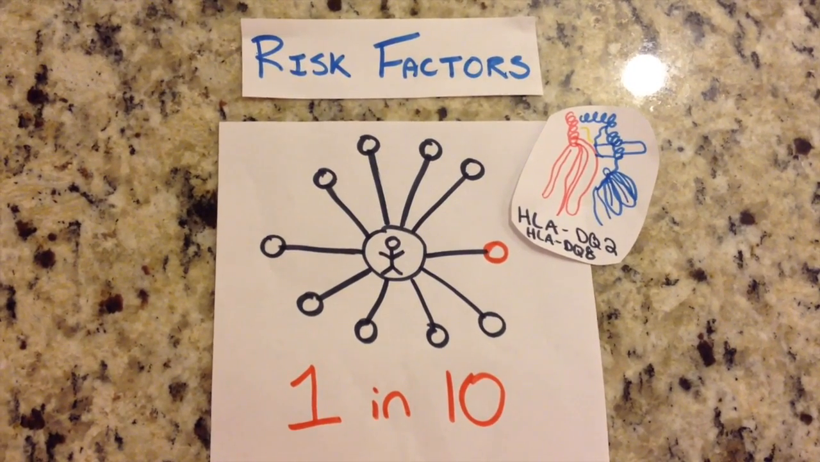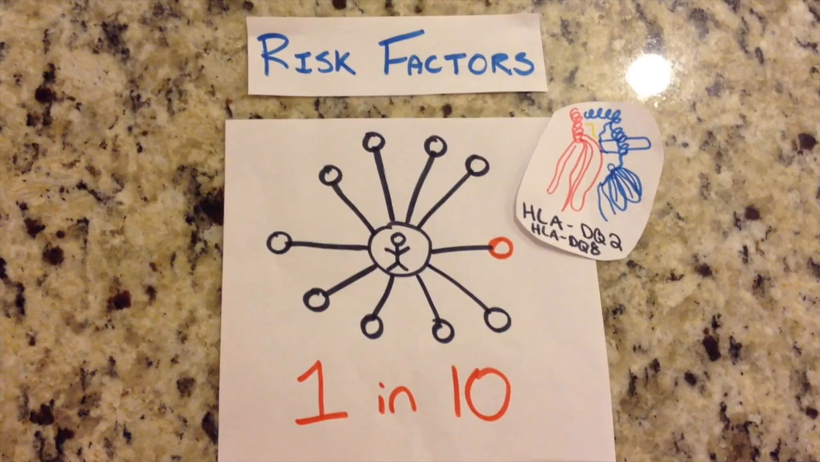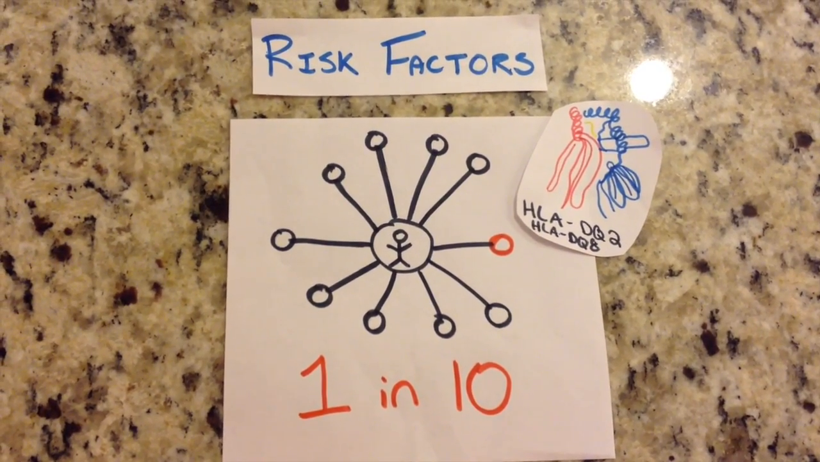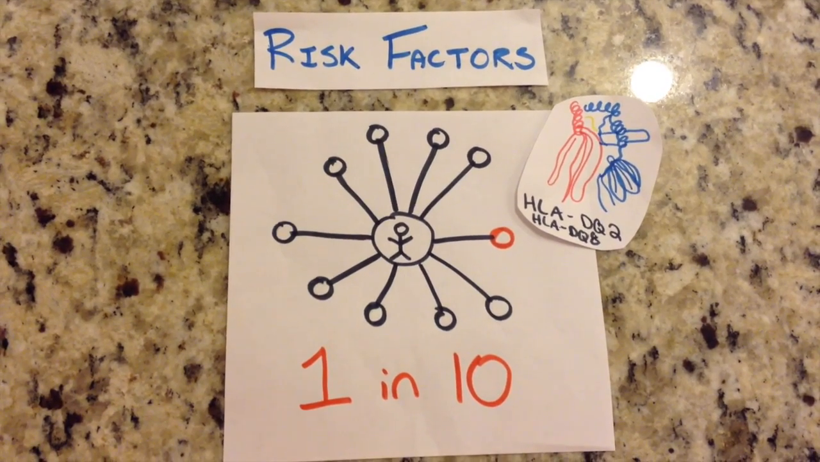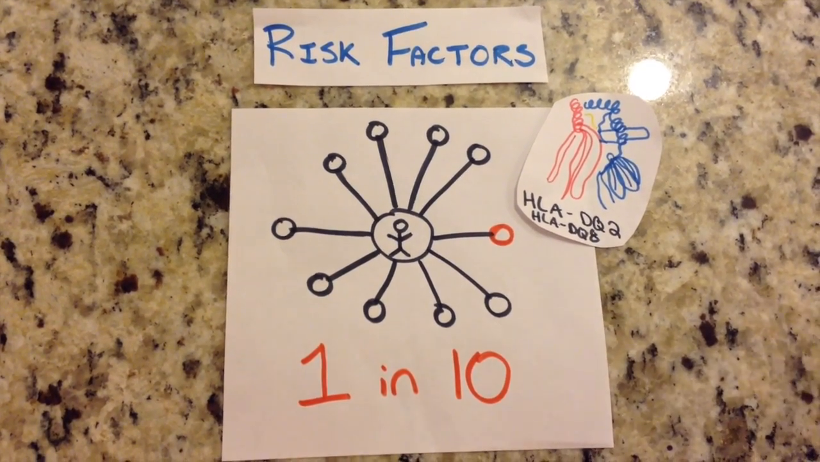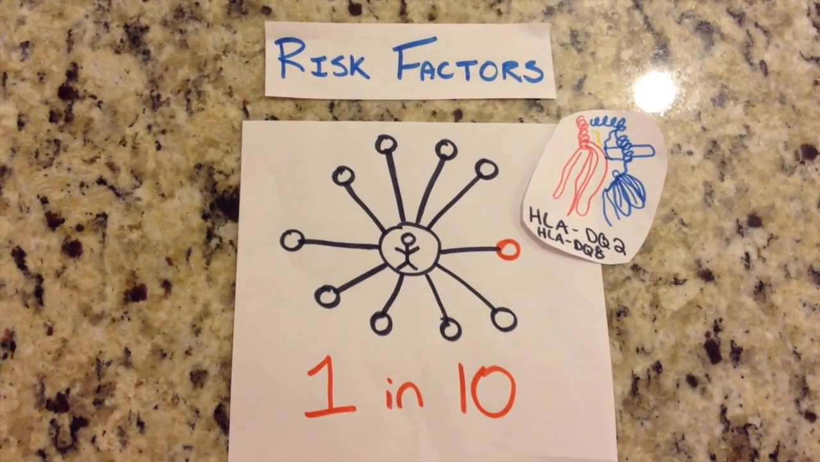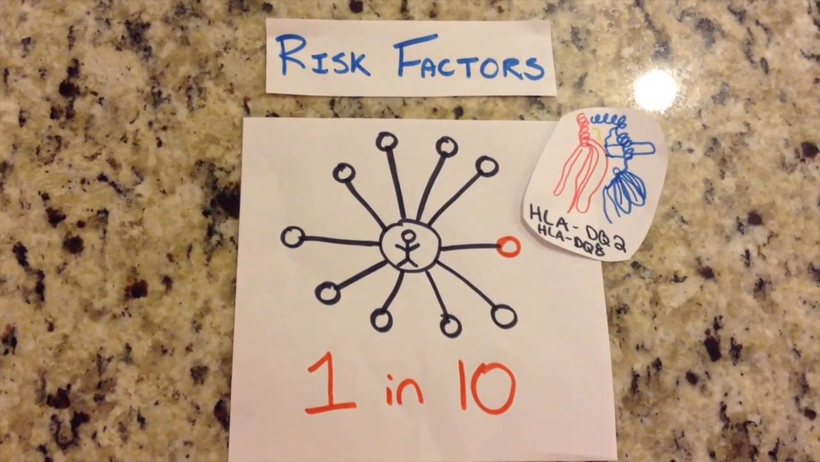Risk factors for celiac disease. Almost everyone with celiac disease has the histocompatibility complex class II allele HLA-DQ2 or HLA-DQ8. If one of your parents has this disease, you have a 1 in 10 chance of developing it.